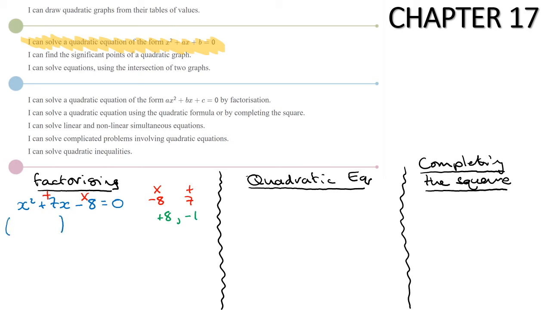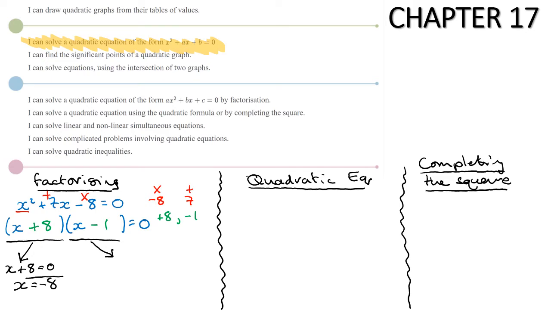So we do our brackets. Remember, this equals 0 because it's an equation. We put x at the beginning of both brackets because we have x here. And then we put these two numbers in, and the two numbers are plus 8 and minus 1. Now to solve a quadratic, it's either that this bracket equals 0 or the second bracket equals 0. So either x plus 8 equals 0, which means that x equals -8, so there's one solution, or x minus 1 needs to equal 0, in which case x would equal 1. So there's our second solution.